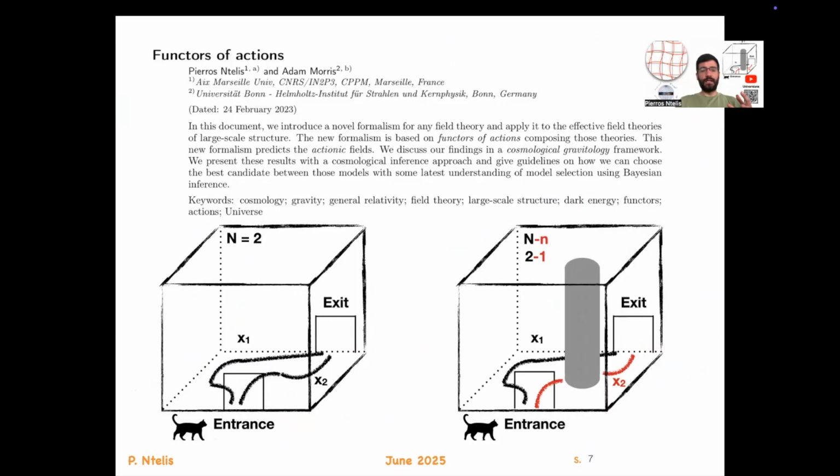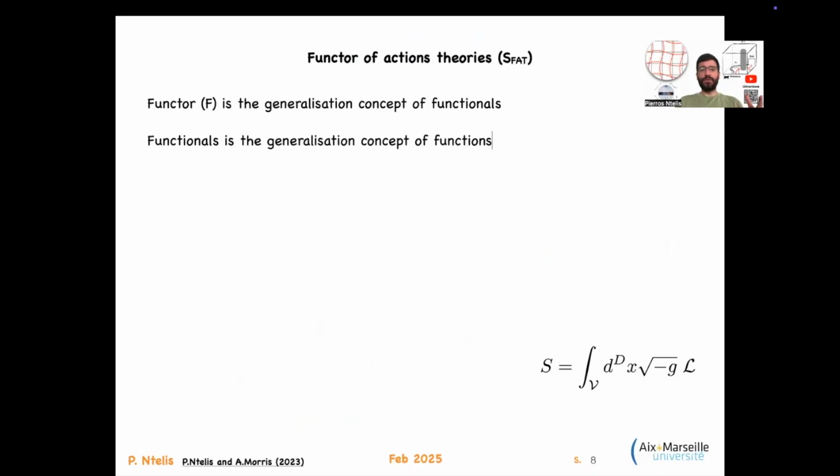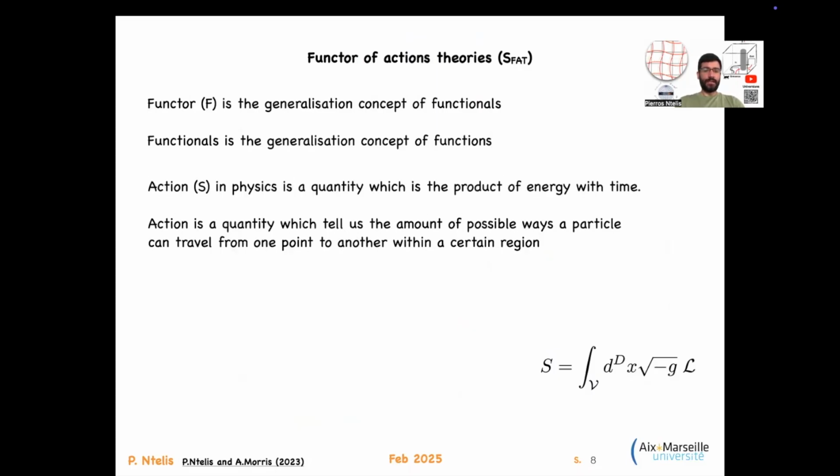Therefore, the action that tells us the number of paths on the left side is different from the number of paths on the right side. Therefore, there is a fluctuation of the action. And therefore, we can model the following. So the functor is the generalization concept of a functional, and a functional is the generalization concept of a function. Then the action in physics is the product of energy with time, and tells us the amount of possible ways a particle can travel from one point to another within a certain region.